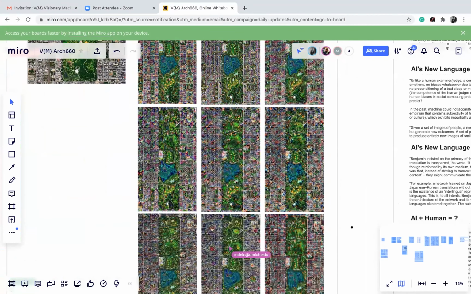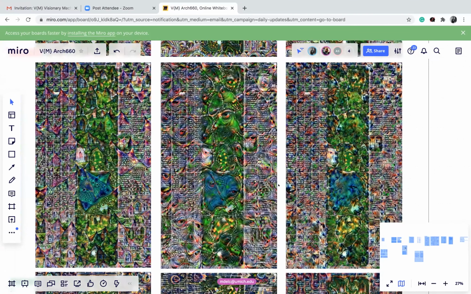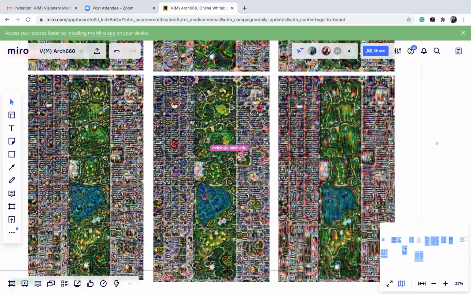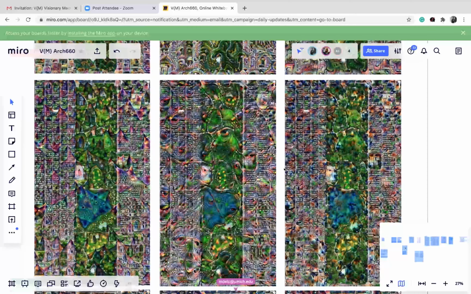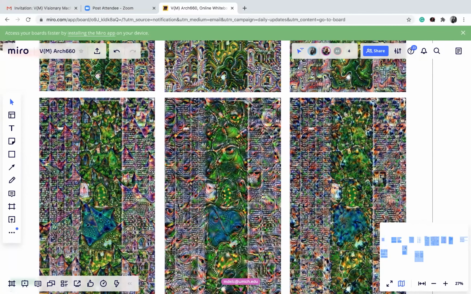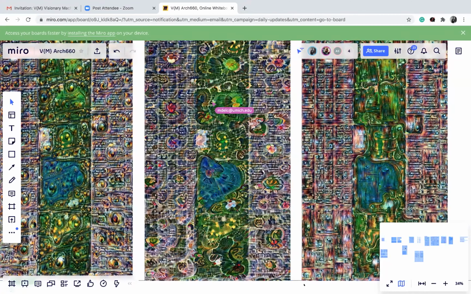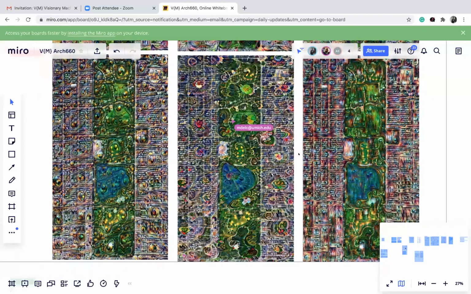Can you go closer? Yeah, sure. More. Yeah, so like this part. So it's kind of a way to imagine the new texture of the city. Can you go closer to the middle one, please? This one? No, the one underneath. Okay. Yeah. That one, yes. Thank you.